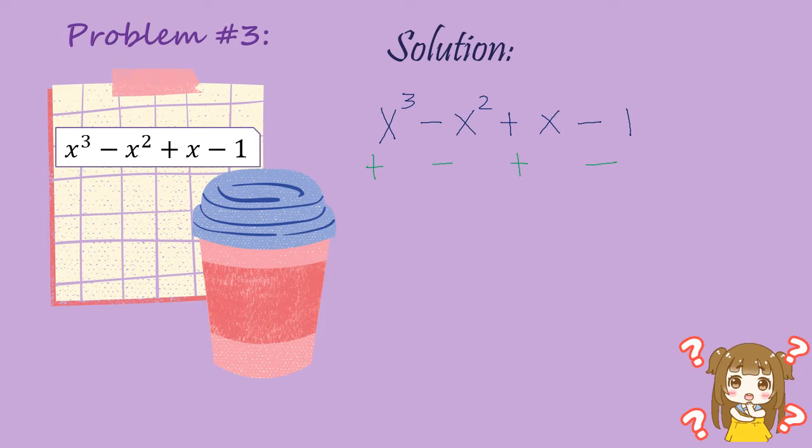Now let's count the variations, if there are any. Positive becomes negative, so yes, there is a variation. Negative becomes positive, and yes, there is another variation. And positive becomes negative, so there is another variation. So all in all, how many variations do we have? We have 3 variations. And that's it.